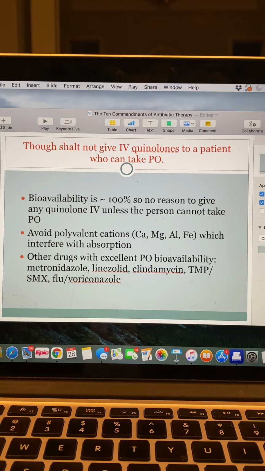In the case of quinolones, the only thing is you have to avoid milk products, dairy products, polyvalent cations like calcium, magnesium, iron pills, because they can interfere with absorption. You just space them out with the timing of the antibiotic. Other antibiotics that are 100% bioavailable include Flagyl, linezolid, clindamycin, Bactrim, voriconazole, fluconazole.